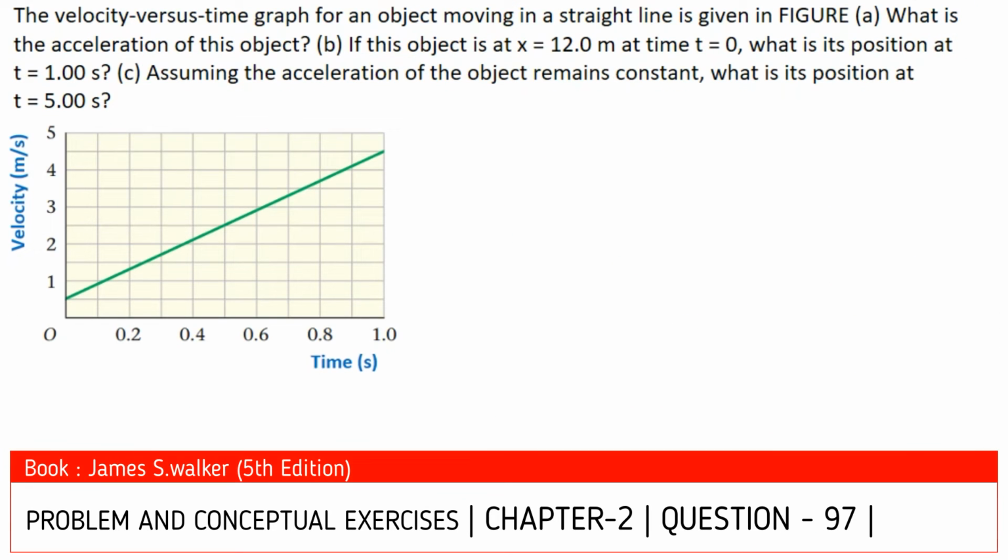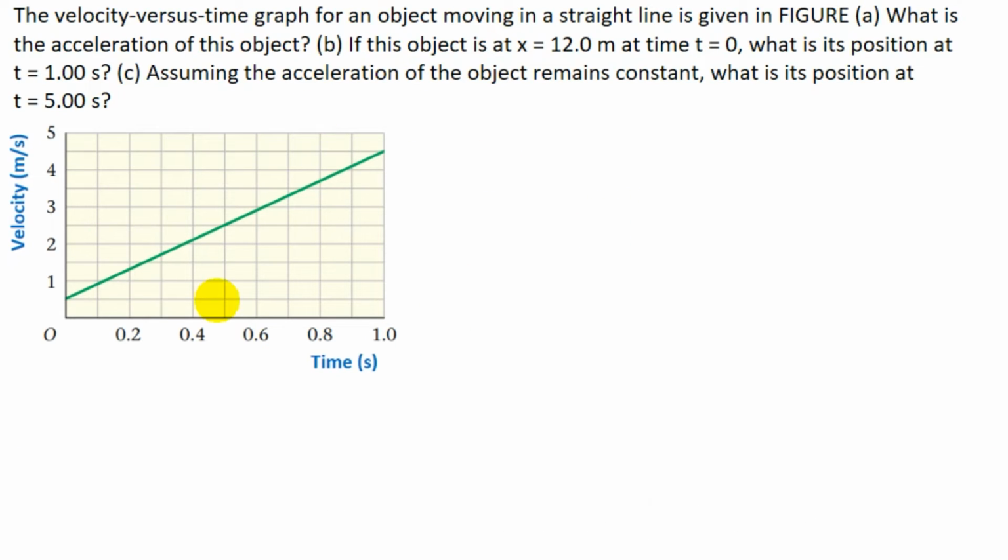So here in this question we are given this velocity versus time graph for an object moving in a straight line. Now there are 3 parts in this question that we need to solve. In the A part, we need to calculate the acceleration of this object, and we know that the slope of a line on a VT graph tells us the acceleration. So if we calculate the slope of this VT graph, it would be the acceleration.